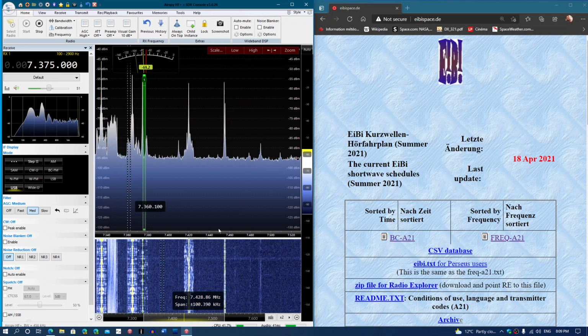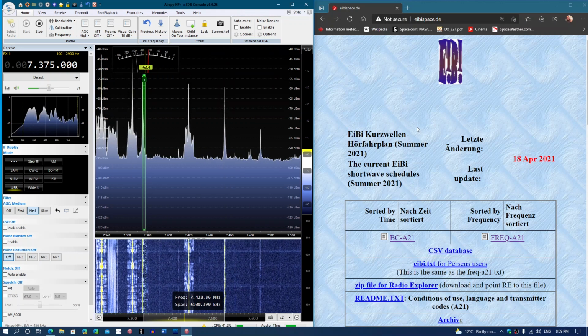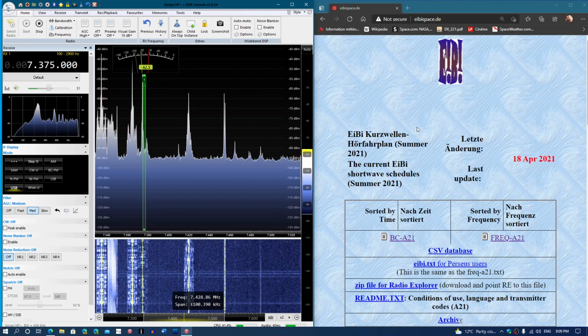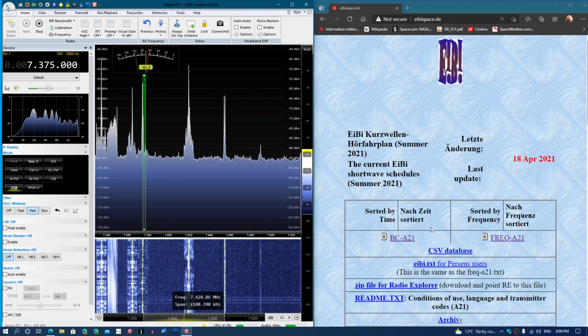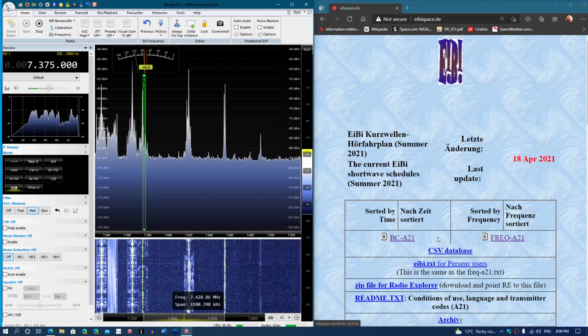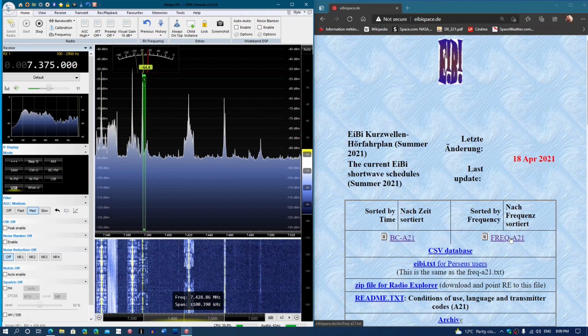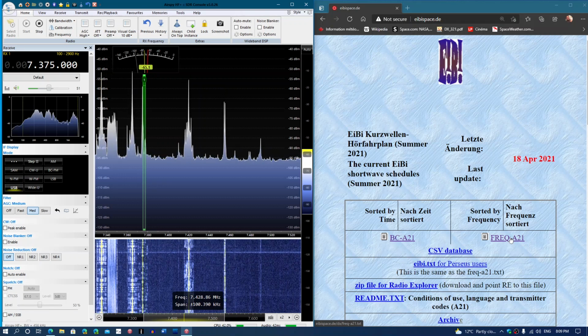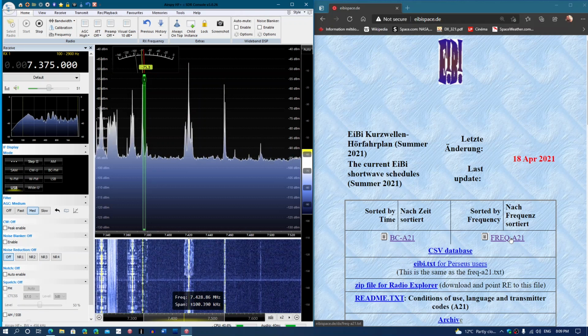So on the left side, the radio. On the right side, what I use mainly, eibispace.de. Two lists. The left side is by time. The right side is by frequency. So now it's 0 hours UTC. So 0 hours and 9 minutes, actually.